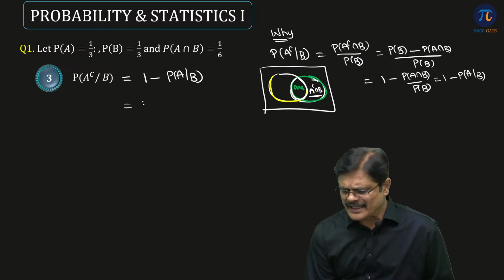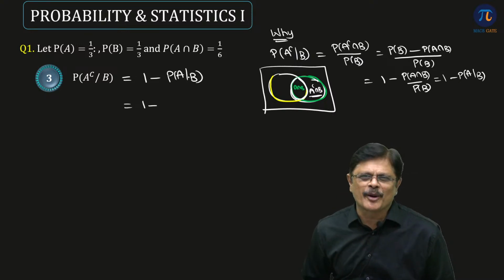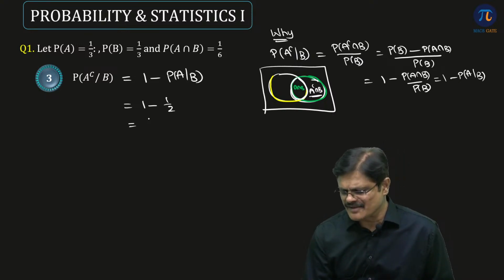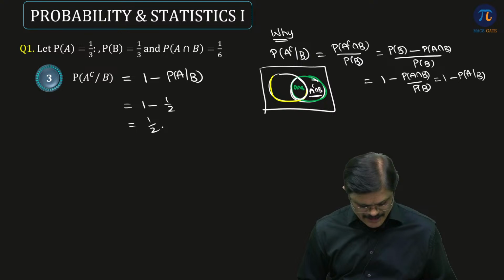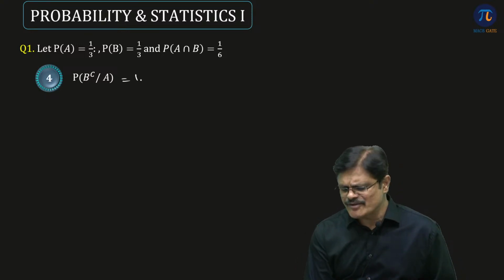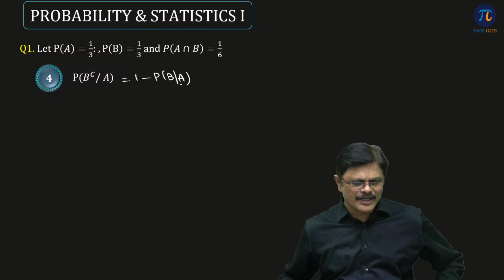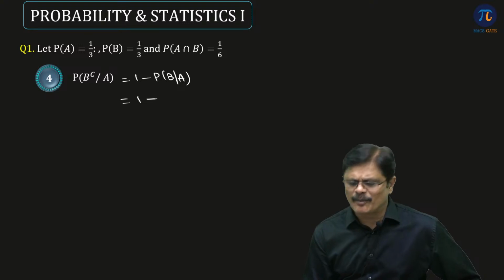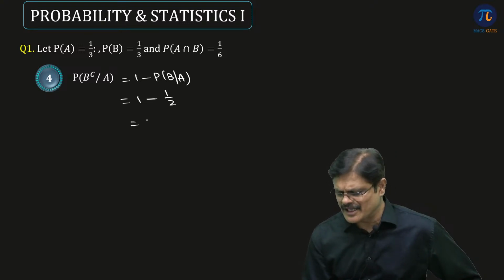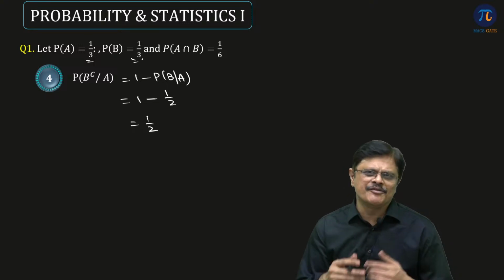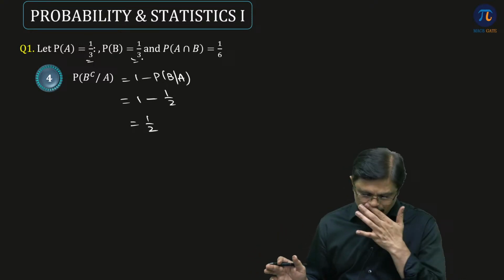Here I can directly write, because I already found that the probability of A given B is 1 by 2. So 1 minus 1 by 2, what is the answer? It is 1 by 2. Now what about the probability of B complement given A? Even this is 1 minus probability of B given A. We already solved that probability of B given A is 1 by 2. So 1 minus 1 by 2 is 1 by 2. If you have different numbers here, obviously the entire story will change, sir. Please note that.